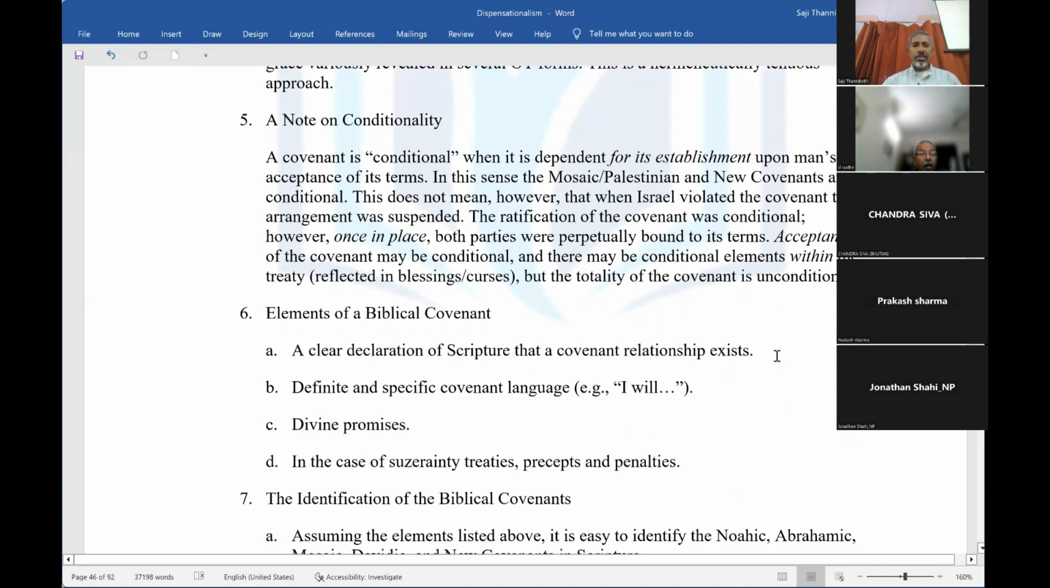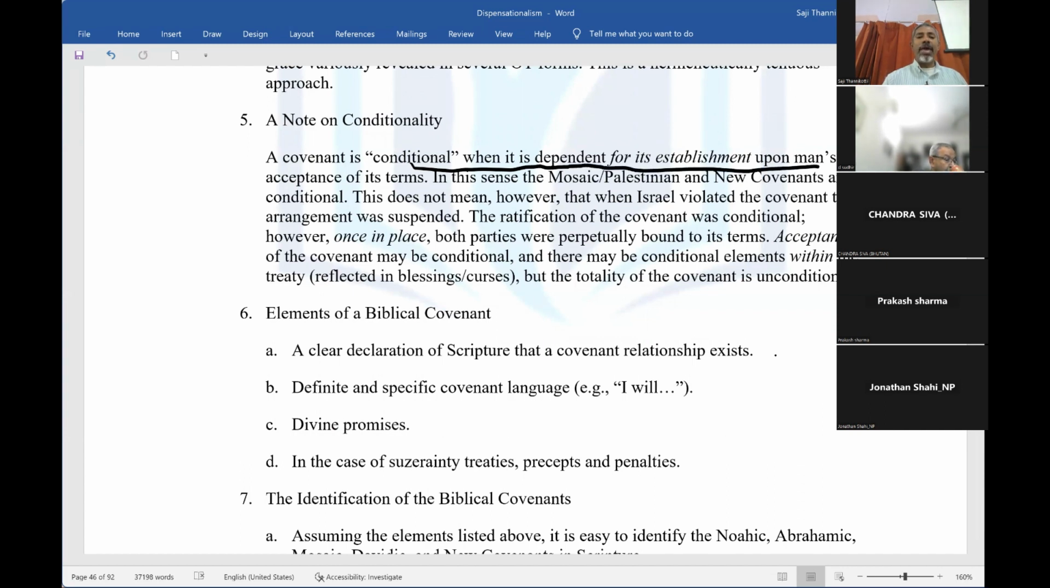Another thing, on conditionality. A covenant is conditional when it is dependent for its establishment upon man's acceptance of the terms. So any covenant is conditional because someone has to accept its terms. In that sense, the Mosaic, Palestinian, and New Covenants are conditional in nature. This does not mean, however, that when Israel violated the covenant, the arrangements were suspended. Nothing like that, but it is conditional in nature.